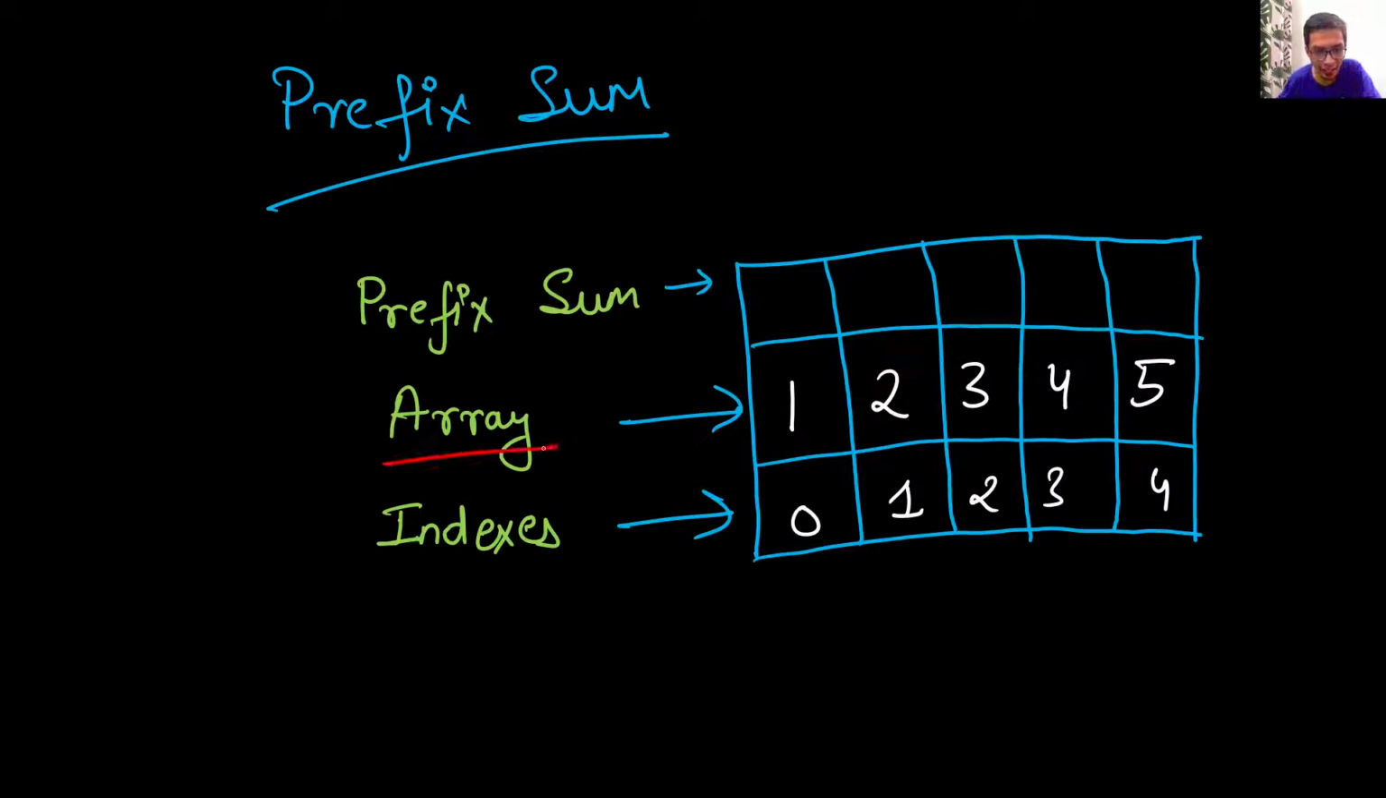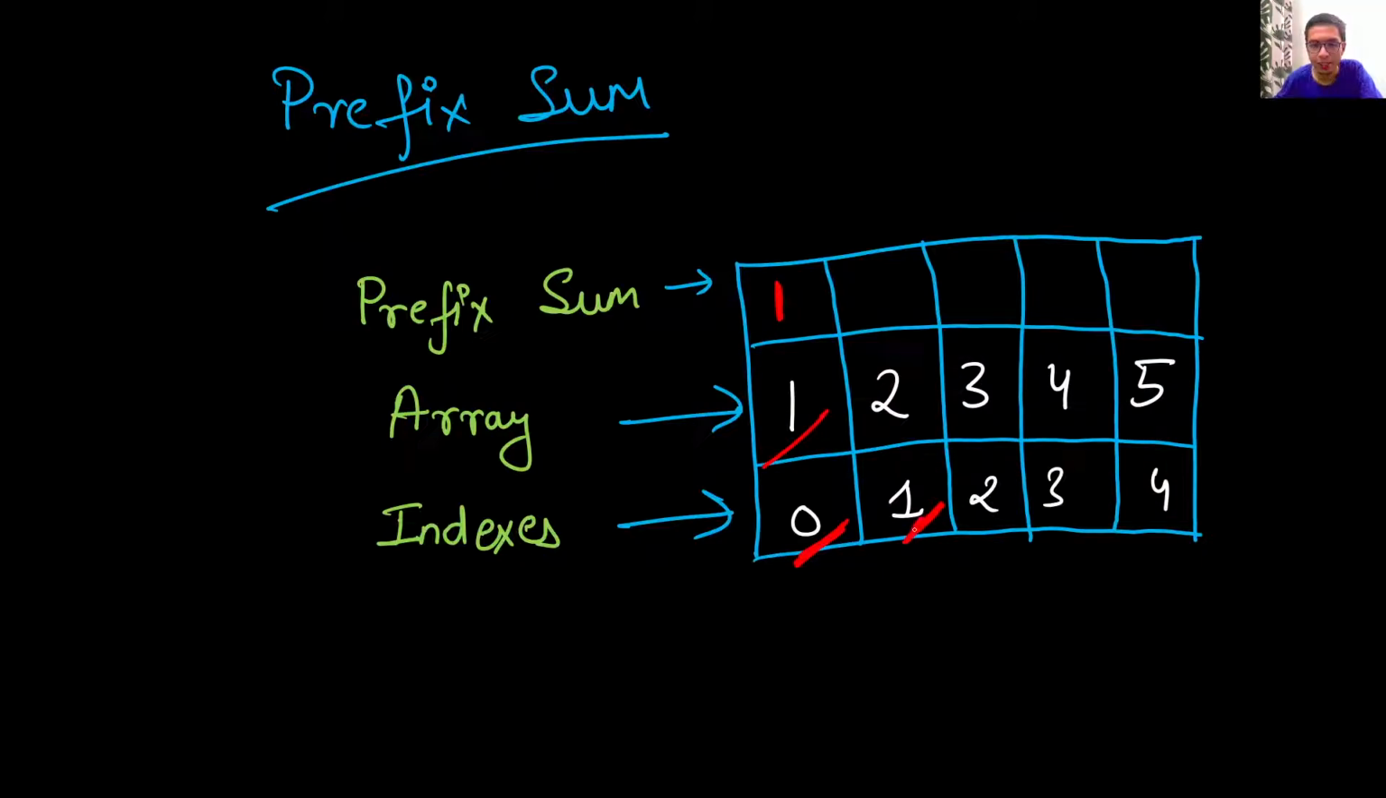So here I have an array, and over here I'm using zero-based indexing. So at index 0, my prefix sum would be the very first element, or the element at the 0th index. The element at the 0th index is 1. So the prefix sum till this point is 1.